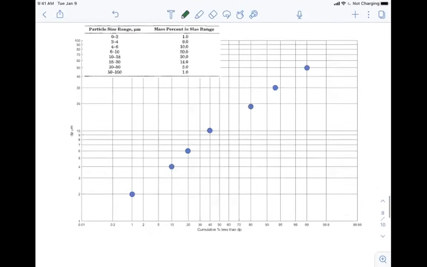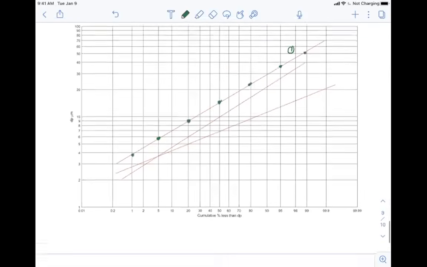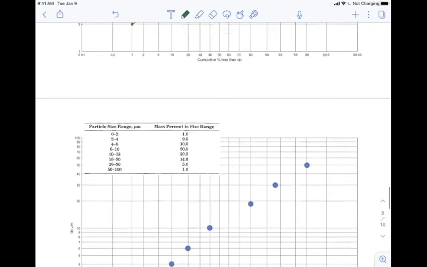For example, if a problem just gives you a semi-log plot, let's say that we measure the size distribution to be following this straight line here, this log normal size distribution. What is the overall efficiency for the cyclone? What you can do is find out the mass percentage in each bin here, and then make a table that's similar to this one.